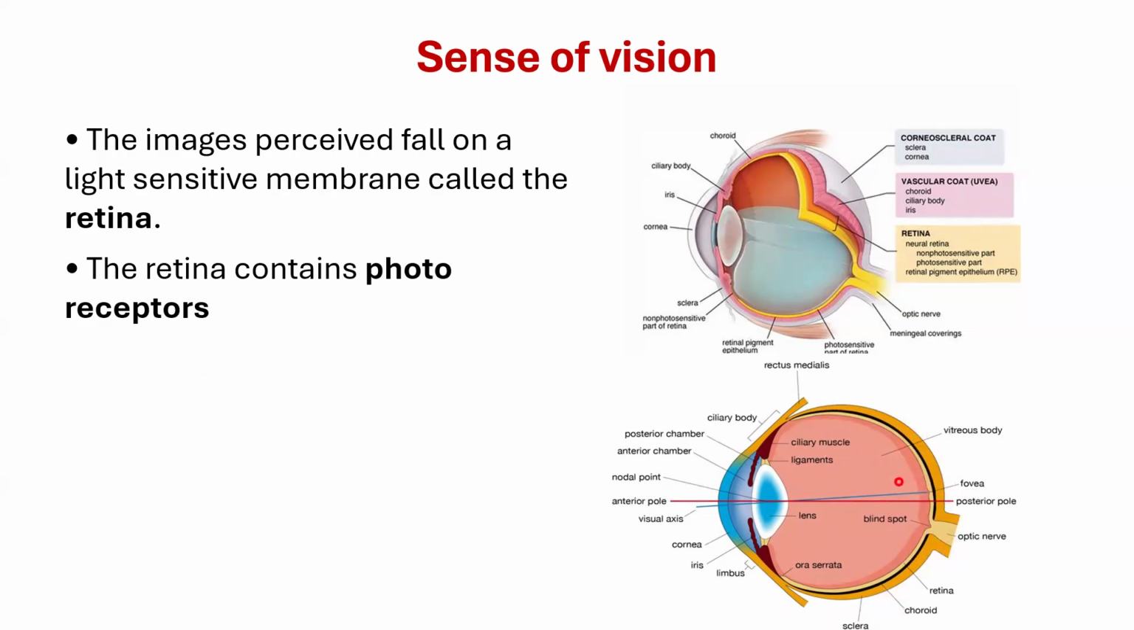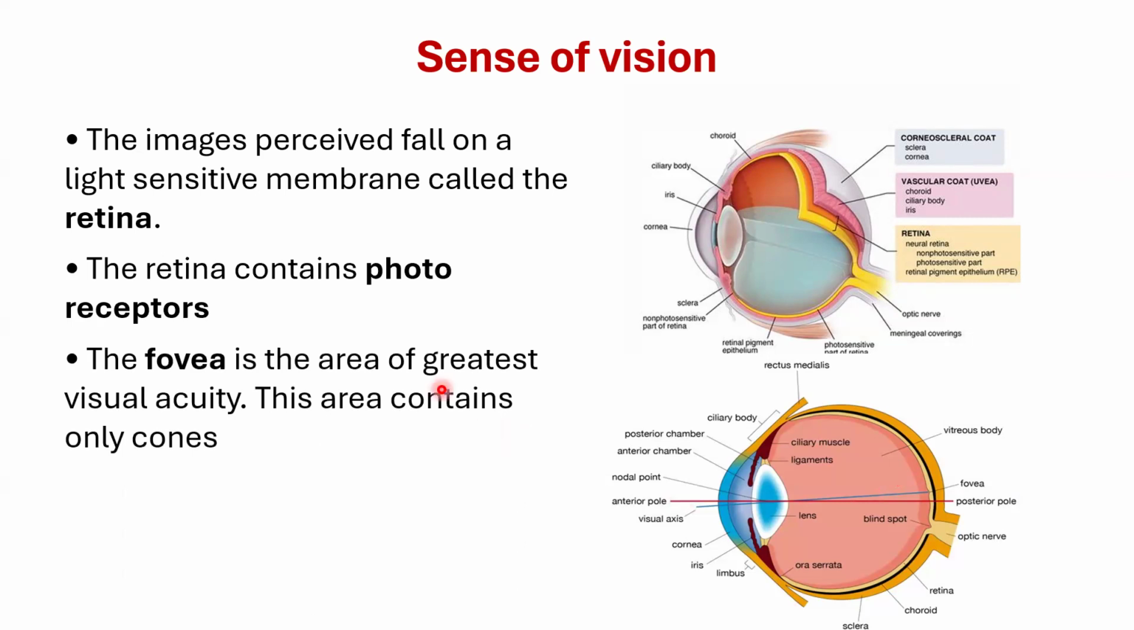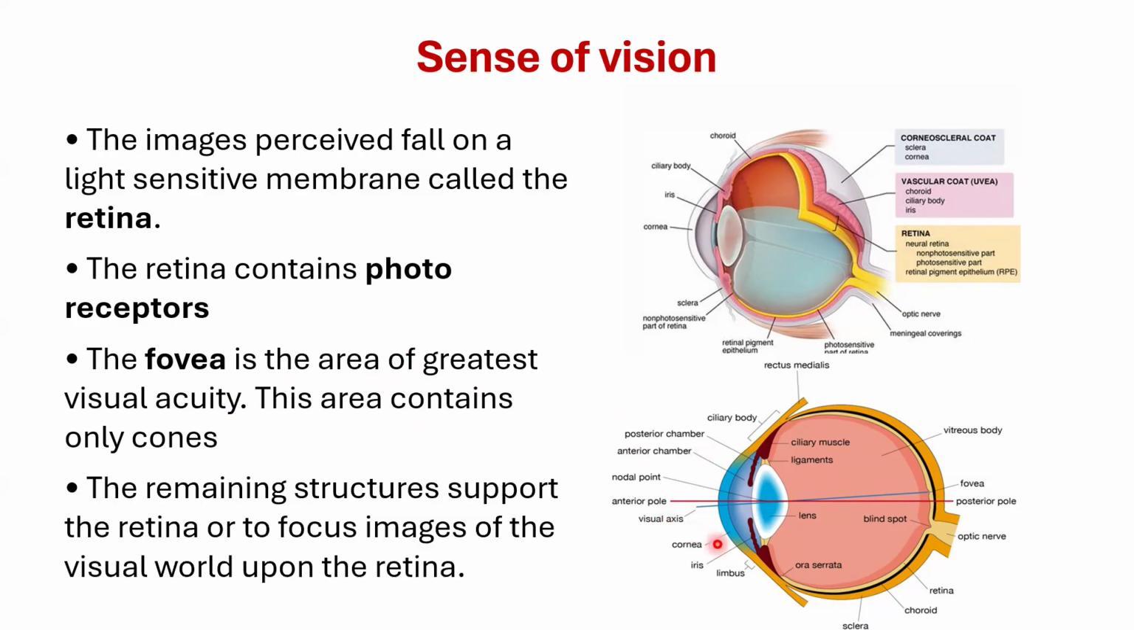A point to appreciate is that we'll have some special parts of the eye, the fovea and the macula lutea. The fovea is the area of greatest visual acuity, and this point only contains cones, and the region surrounding it is called the macula lutea.